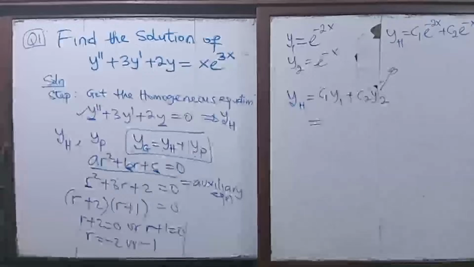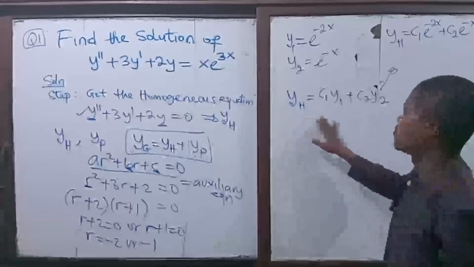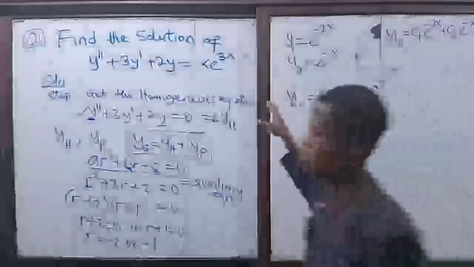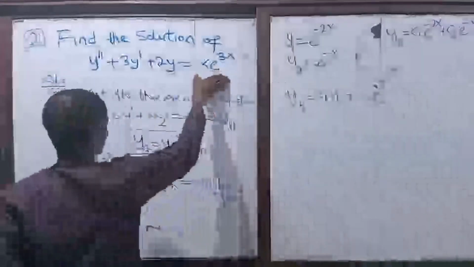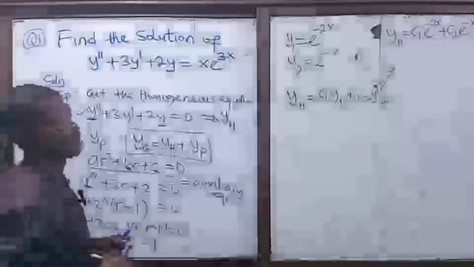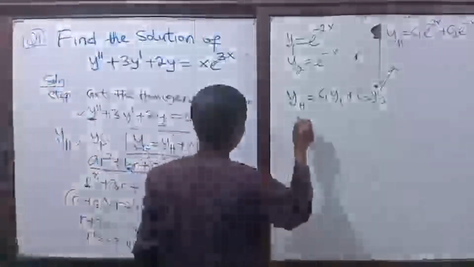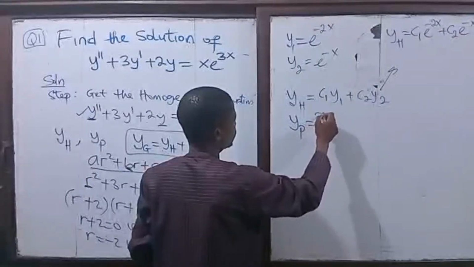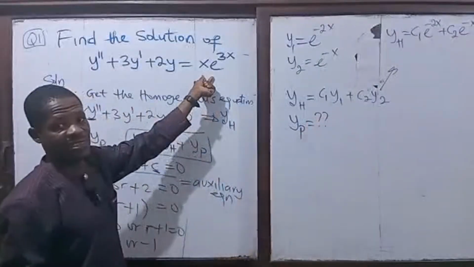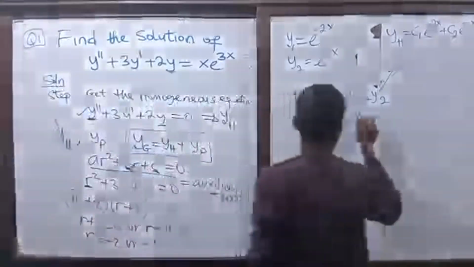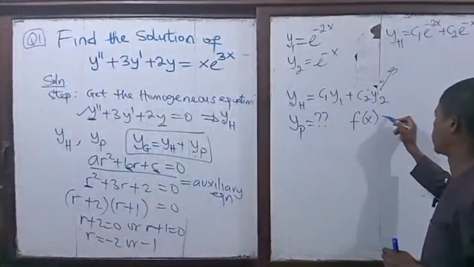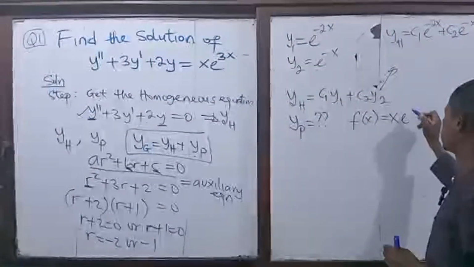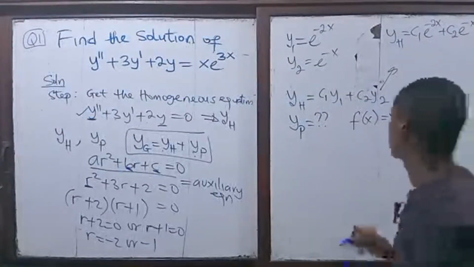So the next thing to do now is to get the particular solution. If you look at your f of x, you want to get the particular solution, which we don't know. So we're going to consider the right hand side, which is the f of x. F of x is of this form.